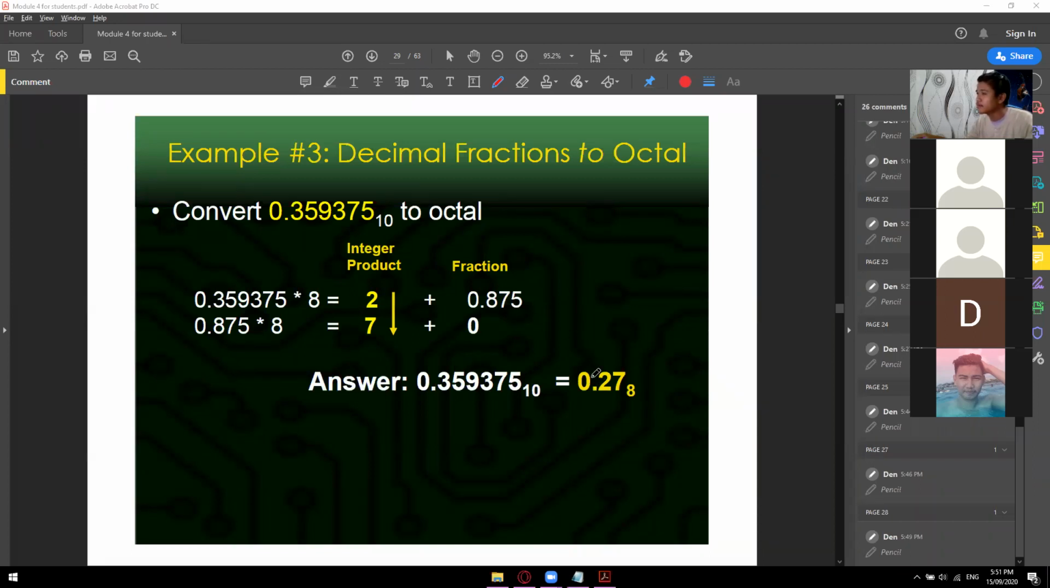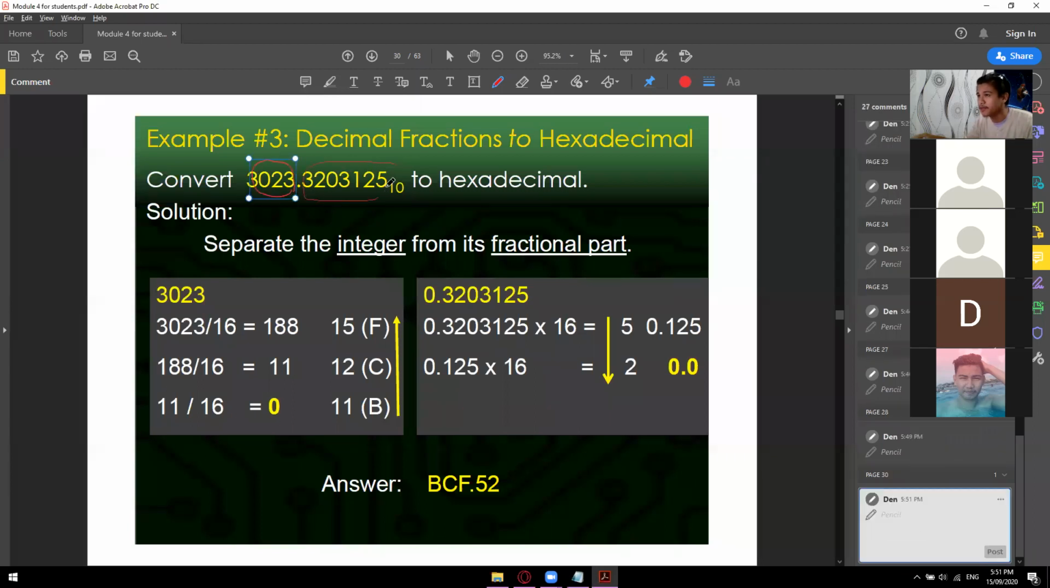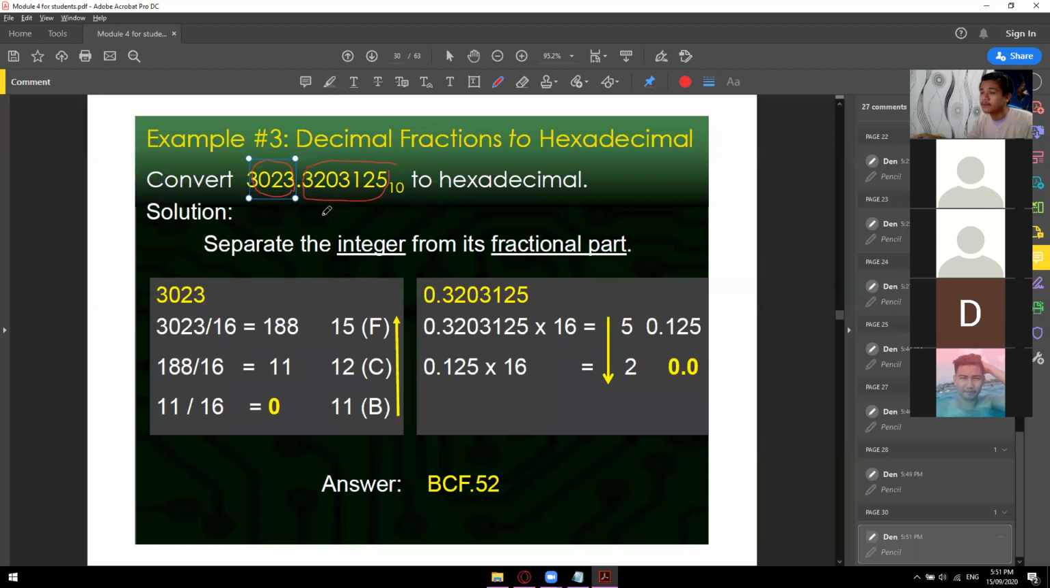So why do we need the point? Because this is a decimal fraction, or fraction part. So the integer part and the fraction part are actually separate, which is this one. Now we have an example with an integer or whole number and then a fraction part. If you notice, our solution is also separate. So separate the integer from its fractional part.